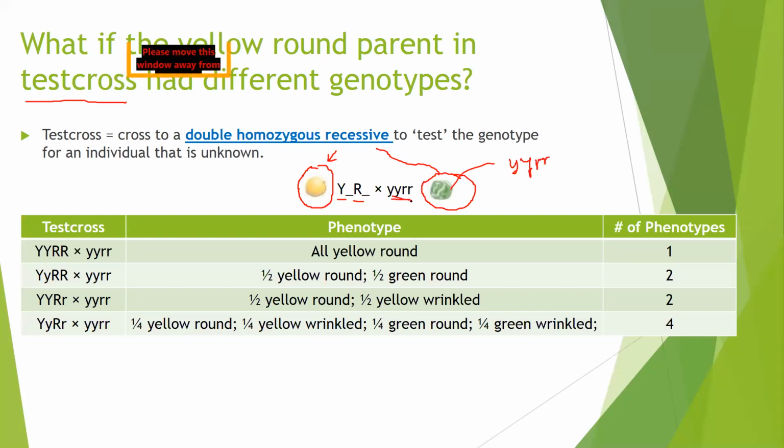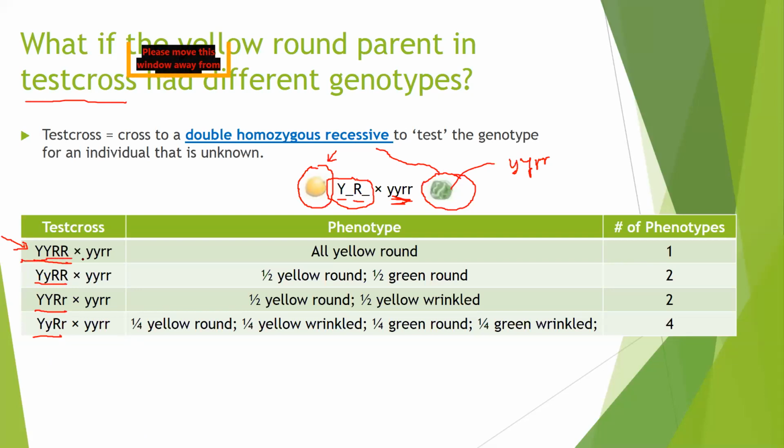Right? Okay. Now the interesting thing is, because we do not know the genetic makeup for this one, there are four possible genotypes for this individual. You agree? All right. So let's see, for each possible genotype, what will be the phenotypic ratios for the progeny coming from this test cross?